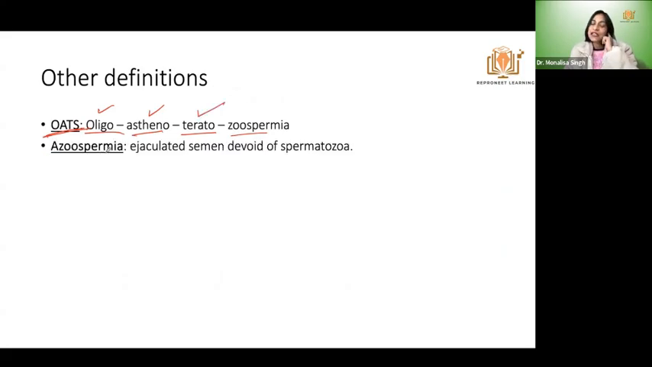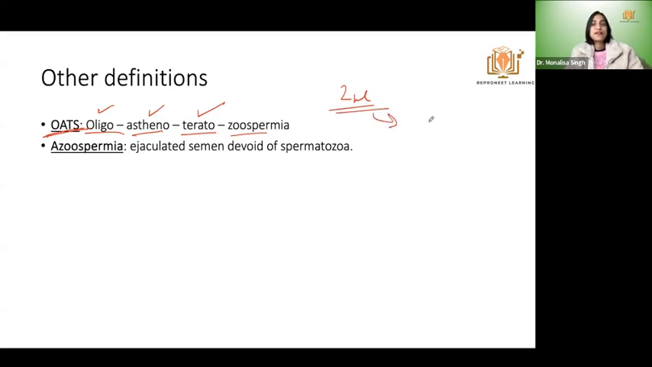Azoospermia is ejaculated semen devoid of spermatozoa. So you have, say, 2 ml of semen collected from the patient, and you saw under the microscope, you couldn't see any motile, non-motile, or dead or alive, whatever kind of spermatozoa. So what will you do? You'll think it is azoospermia, but there could be traces of a few spermatozoa.